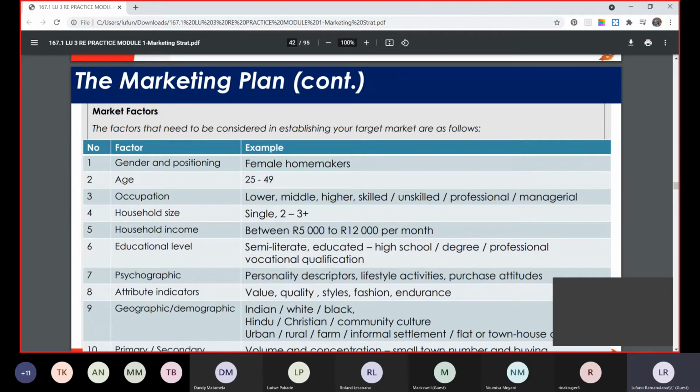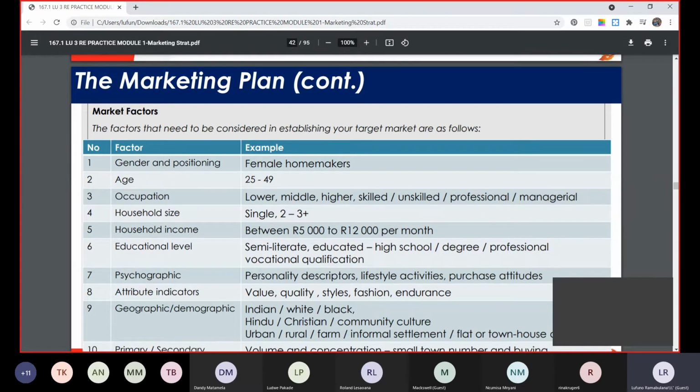Your gender and positioning. For example, a female homemaker. Homemaker is like a housewife. Your age, what age group are we looking at? Occupation: lower, middle, higher skilled, professional, managerial. Household size: is it a single person? Are they two? How big is the household?